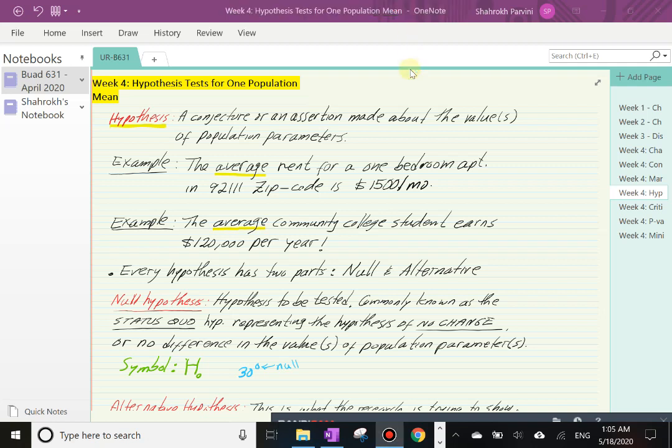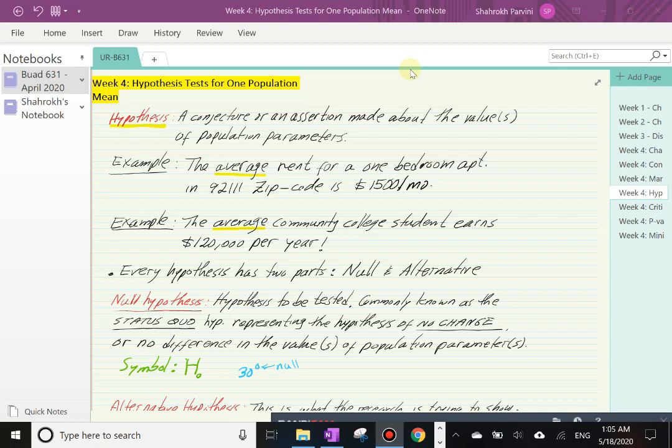Okay, in this lecture, we're going to talk about hypothesis test for one population mean. And this section is actually going to help us with your midterm. So you're going to hear a lot of terminologies, a lot of jargon that are going to help you make sense of the midterm questions, which have quite a few hypothesis tests on them. So let's actually proceed with this.